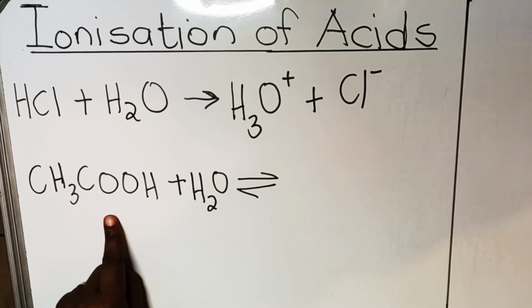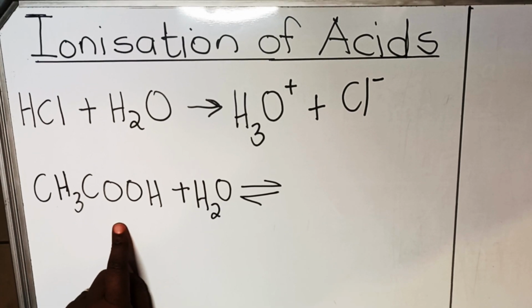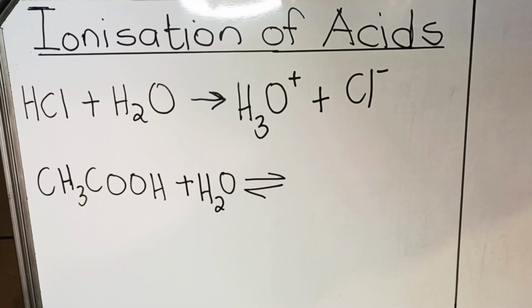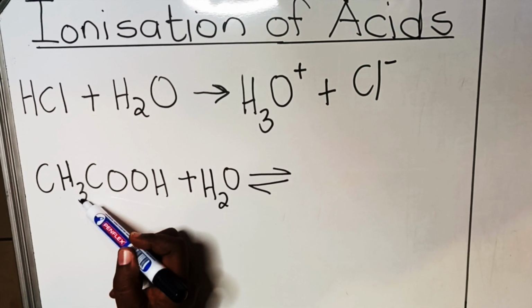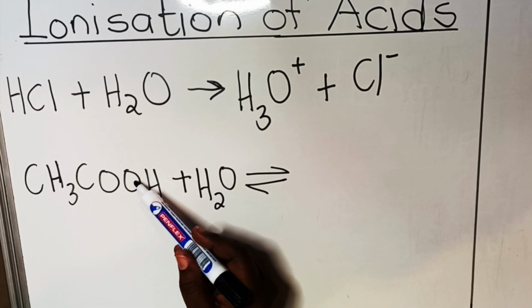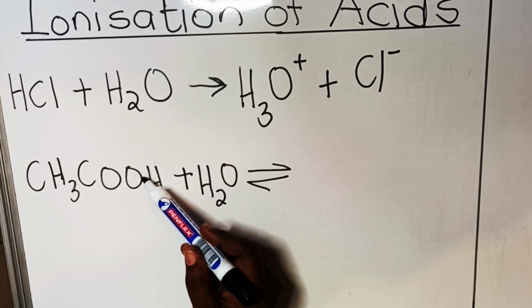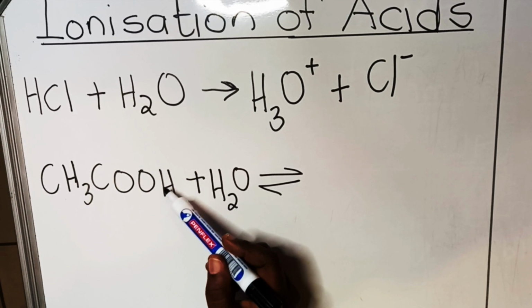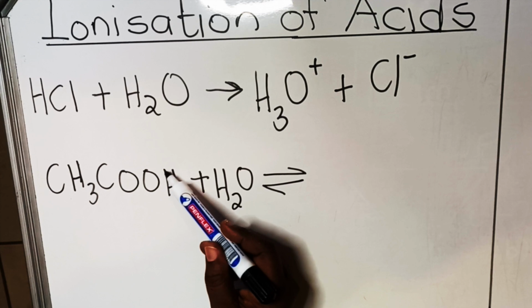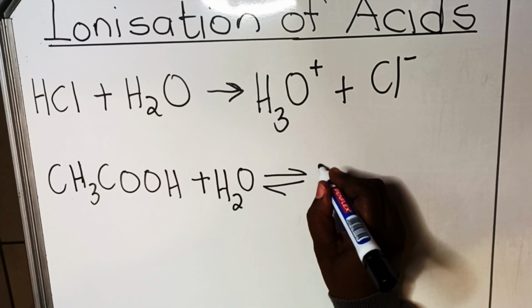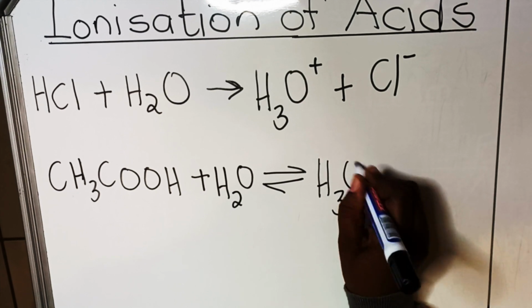Because it's an ethanoic acid, it's going to donate the hydrogen. Which hydrogen? You see here, you have 3 hydrogens that have bonded with carbon, and then you have this hydrogen that is from OH. So this is the hydrogen that will be donated, not these ones. It will be donated to water to form hydronium ion, right?